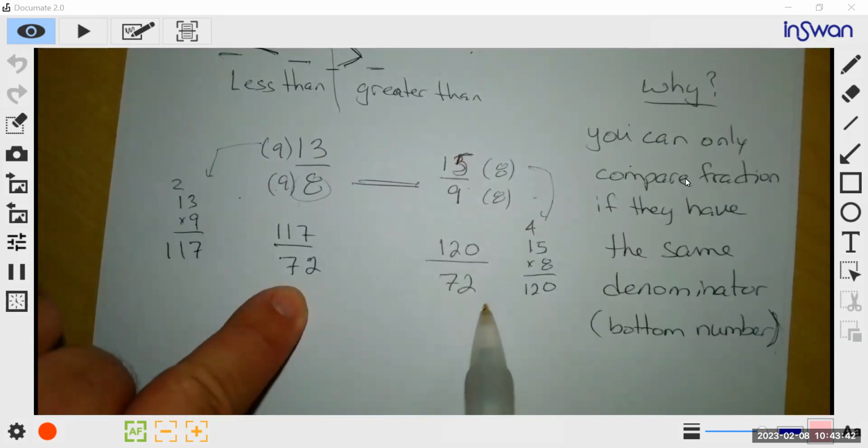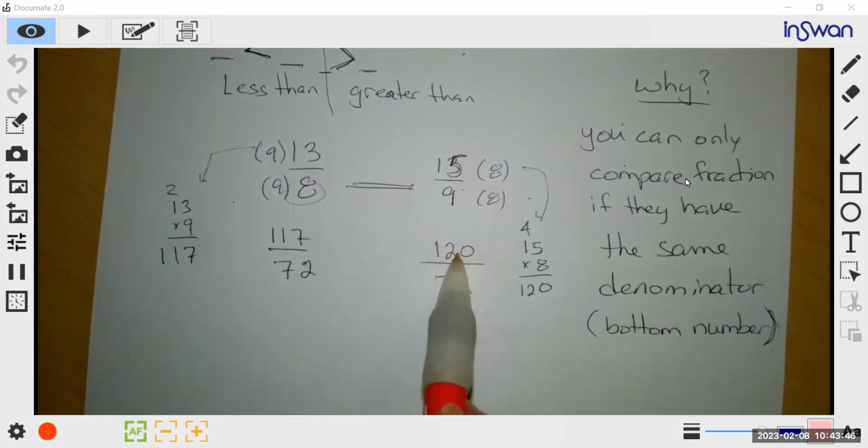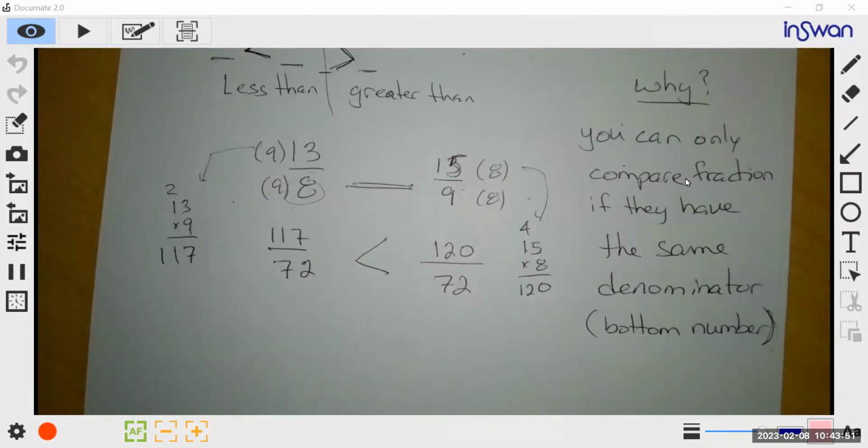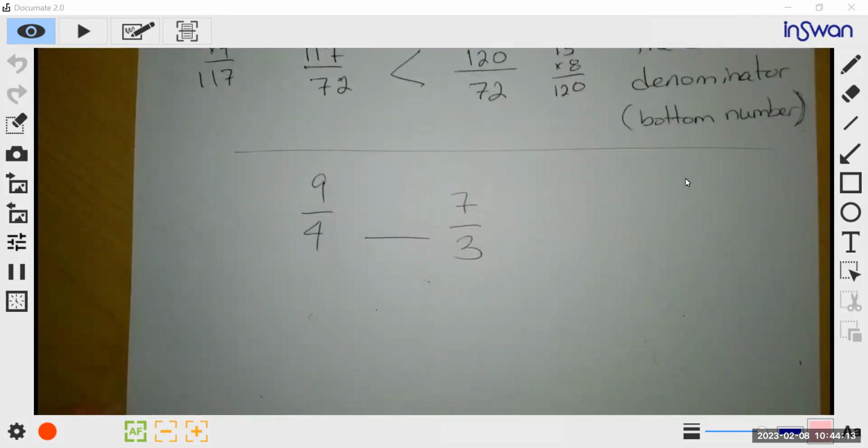Now, once you have the bottom numbers the same, you only have to compare the top numbers. Is 117 bigger than 120? No, so it's less than. See, there should be no reason ever to get these kind of questions wrong if you do this. Do this one.